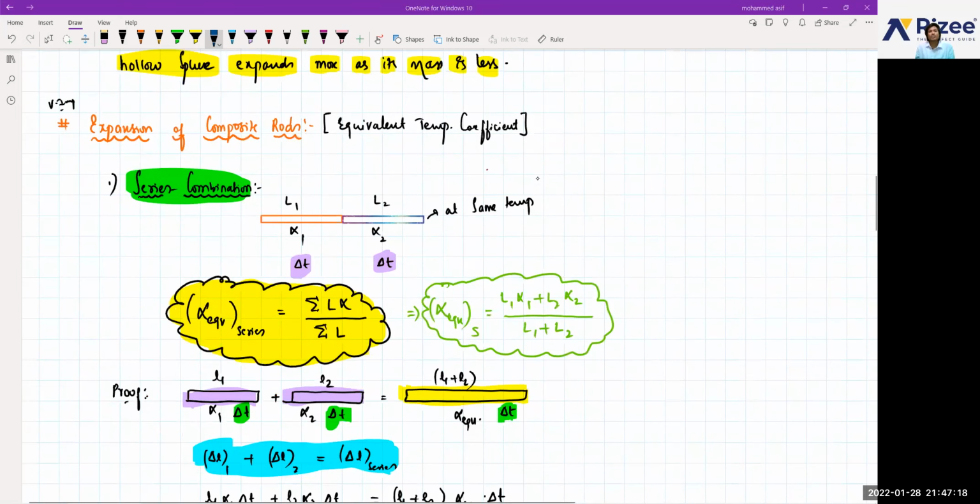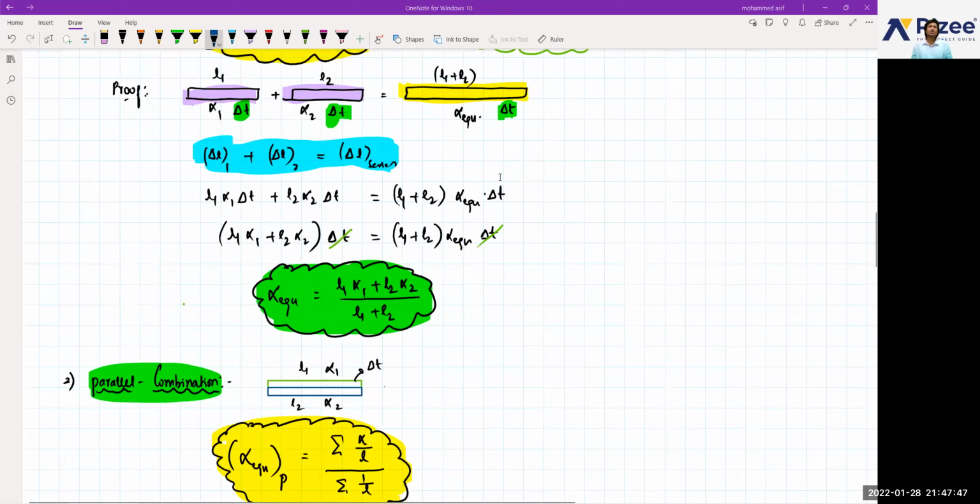Next one, expansion of composite rods, beta, series combination. If I take two rods, the first rod of length L1 and the second rod of length L2, with coefficients of linear expansion alpha 1 and alpha 2, and the temperature differences are the same, then alpha equivalent in series is equal to summation of L into alpha divided by summation of L. For two rods, alpha equivalent in series is equal to L1 alpha 1 plus L2 alpha 2 divided by L1 plus L2. Proof is not required for that one. Directly remember the answer.